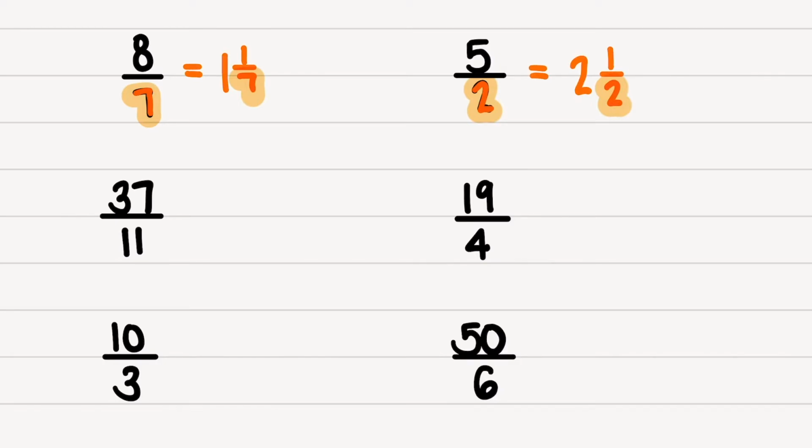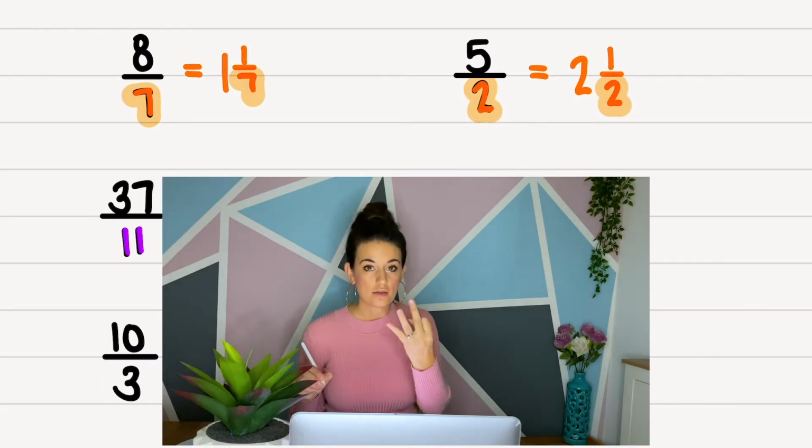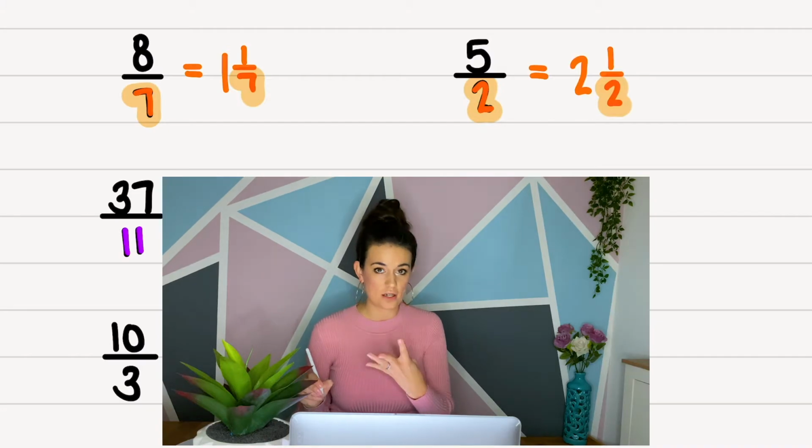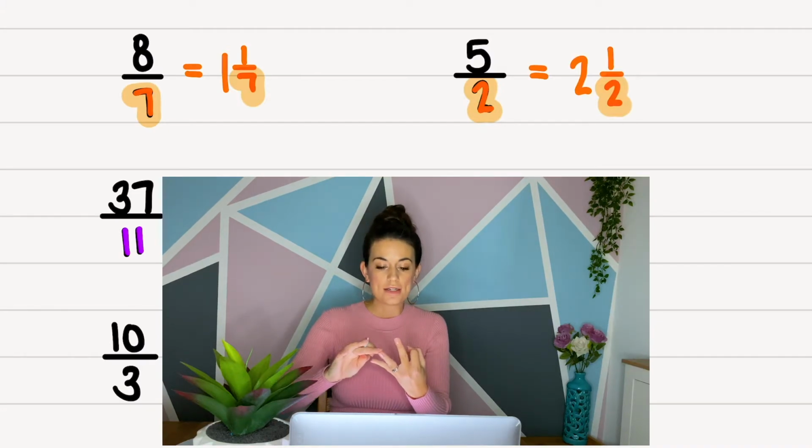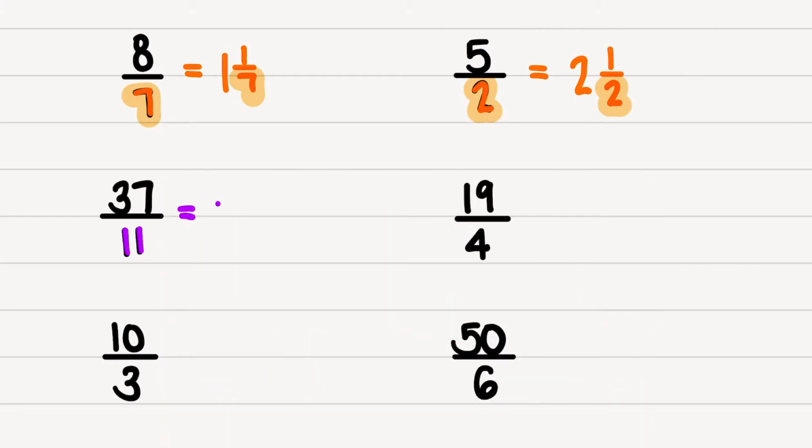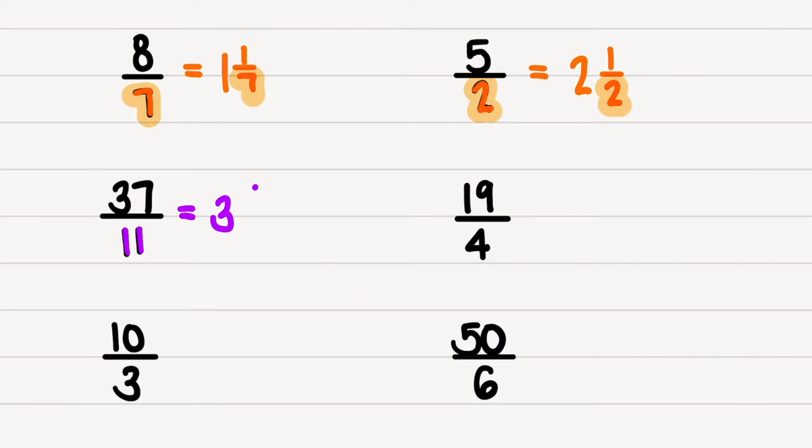Okay, the next one we have 37 over 11. So the denominator is 11. So I'm going to say to myself, how many times does 11 go into 37? Well, 11, 22, 33, 44. So 44 is bigger than 37, so it's not 4 times. So 11, 22, 33. So it goes in 3 times. So 3 times 11 is 33. So how much is left over out of 37 when I take away the 33? I've got 4 remaining. So that means that my proper fraction that's joined to my whole number will be 4 out of 11. I can see also that my denominator stays 11.